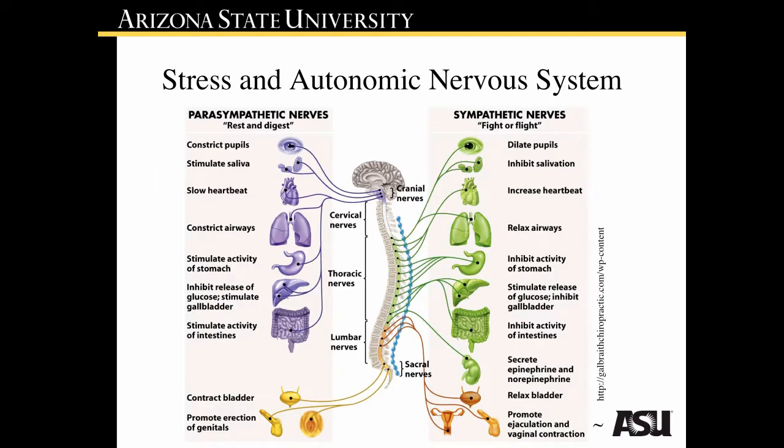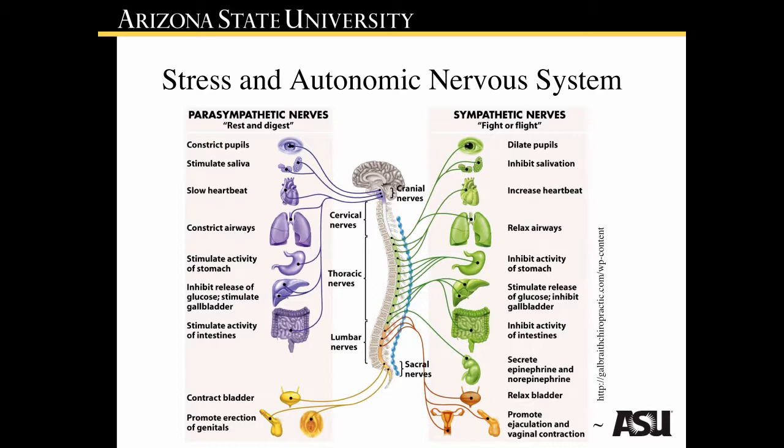So here you can see the differences between the autonomic nervous system divisions. Over here, this is our component for parasympathetic nerves, the rest and digest phase, again focused on storing up energy. Our pupils become constricted. We tend to have more saliva. Our heartbeat slows. Our airways are constricted a little bit. Our stomach is stimulated. For example, we'll be more interested in eating. We reduce the release of glucose and we stimulate our gallbladder. We stimulate the activity of the intestines and so forth.